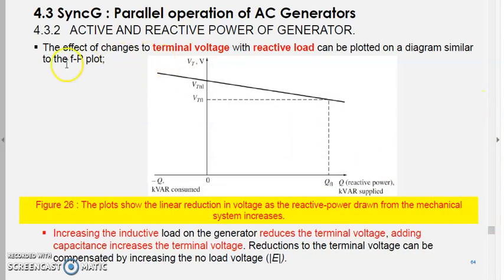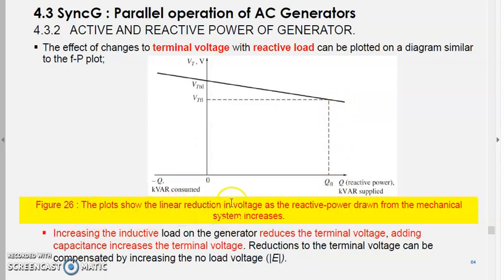So the effect of changes in the terminal voltage with the reactive load can be plotted in a diagram similar to the frequency power plot. We plot the kVAR, kilovar, here versus terminal voltage. So we can see that the supplied voltage at no load compared to full load is reduced linearly when connected to reactive power. The more reactive power we deliver, the lower the terminal voltage will be.